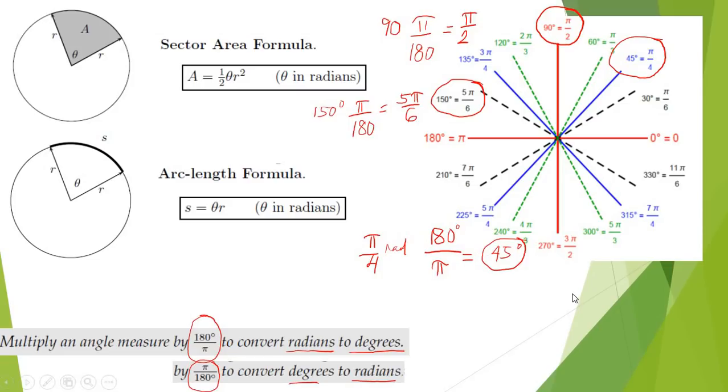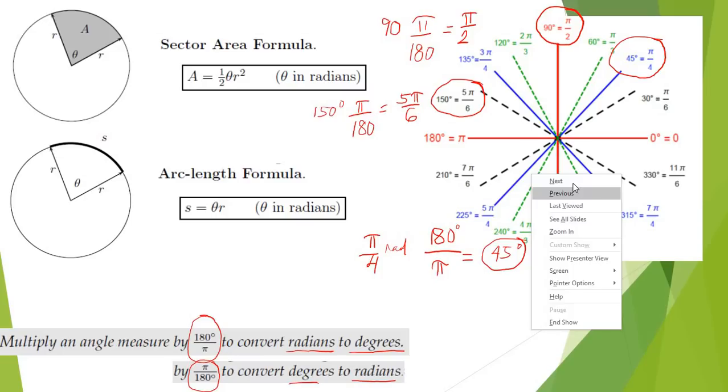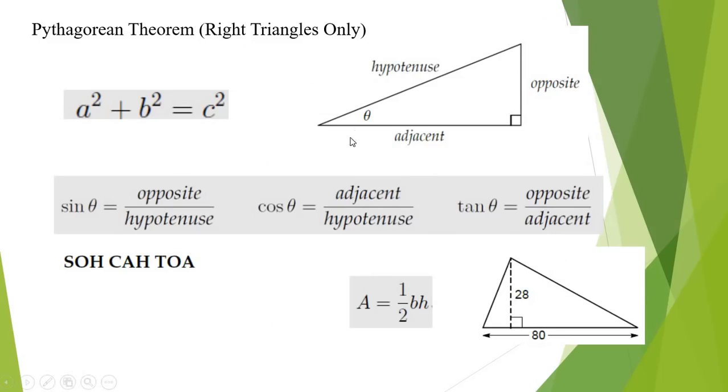Okay, so let's move on to the next topic. Now, if you have right triangles, we can apply the Pythagorean Theorem. You have a squared plus b squared equals c squared. So we can apply this Pythagorean Theorem to determine the value of any unknown. So suppose this is your c, and this is your a, and this could be your b.